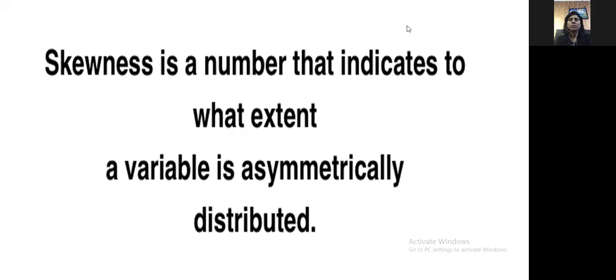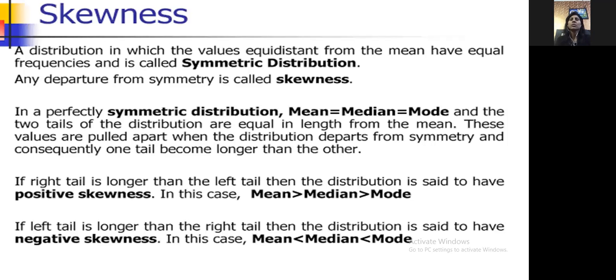What is skewness? Skewness is actually a quantification of the data that shows you the asymmetry in the distribution. So it is a number which indicates up to what extent this asymmetry exists, how asymmetrical the data is, what the asymmetry in the distribution of the data is. So let's have a look at the categories or types of skewness, which we have already understood.